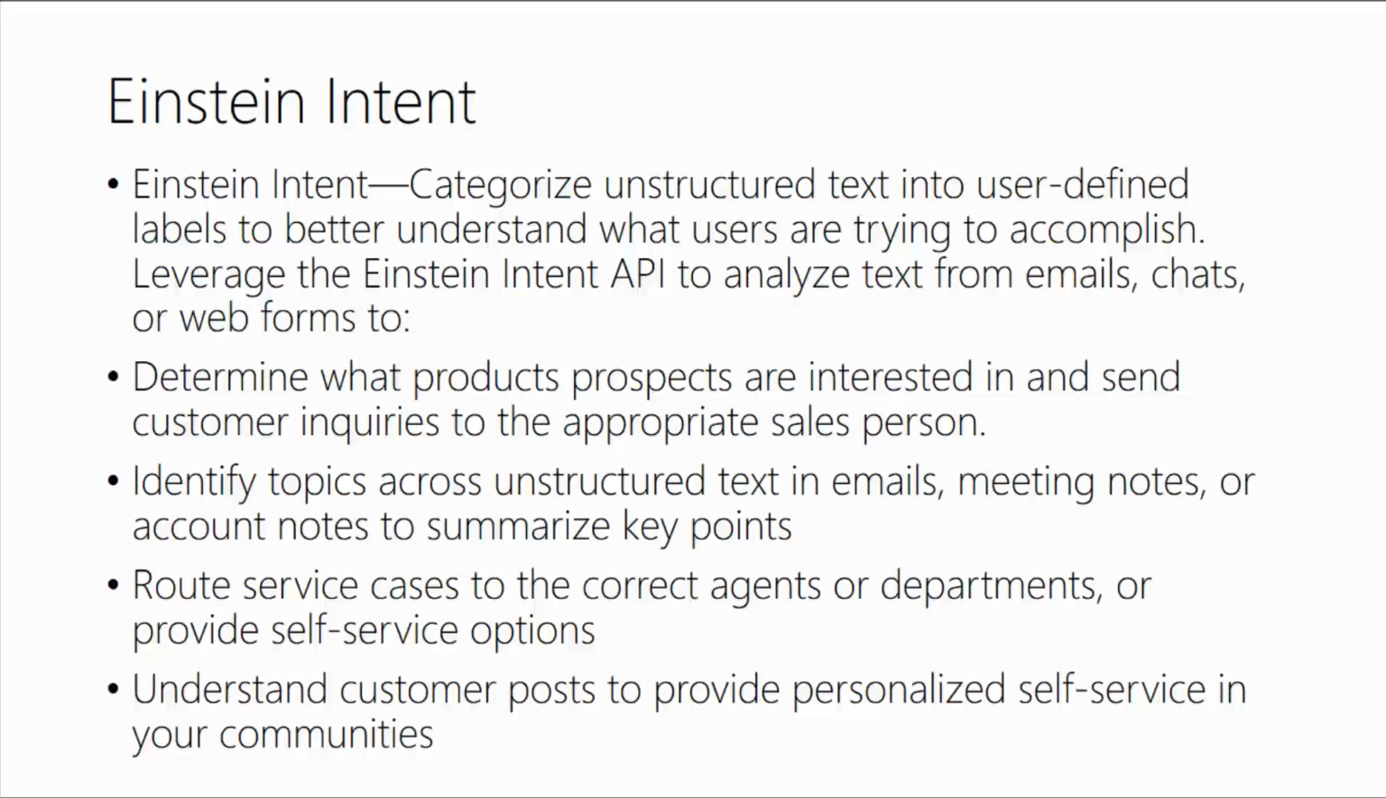Second, identify topics across unstructured text in emails, meeting notes, or account notes to summarize key points. Third, route the service cases to the correct agents or departments, or provide self-service options. And then finally, to understand customer posts to provide personalized self-service in your own communities. So the Einstein intent gives you several options that you can come up with or predict.